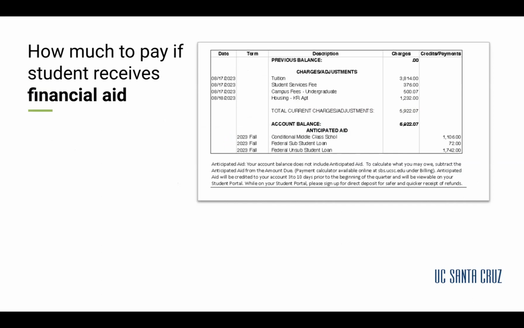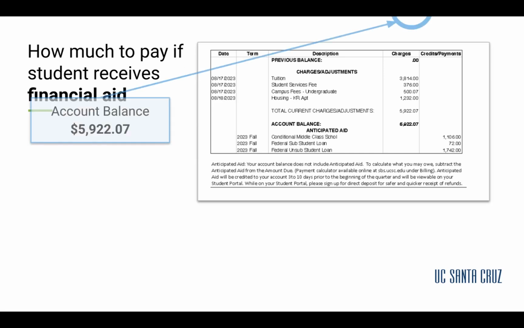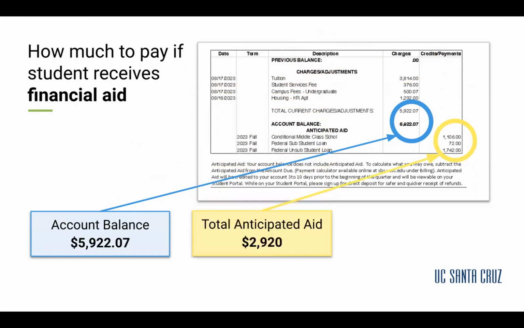If your student has accepted a financial aid package, the account balance on the bill may be more than you are expected to pay. This sample bill includes an account balance and some anticipated aid, which is the amount of financial aid that will be paid or disbursed to the student's account closer to the payment due date. Since the bill does not show any financial aid payments yet, you can calculate how much you owe by subtracting the total amount of anticipated aid from the account balance.